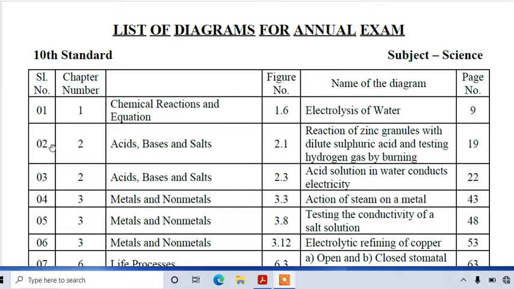Okay, so first of all, you all know that the chemical reaction and equation chapter is removed from your state syllabus. So no need to practice any diagram from this lesson because this chapter will not come in your exam.